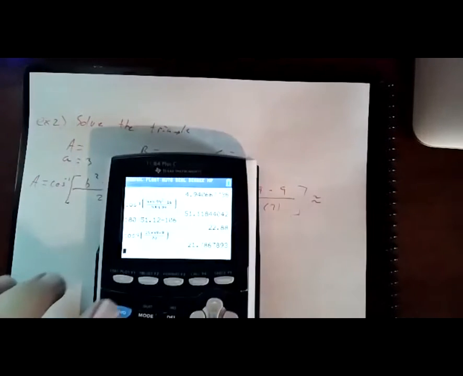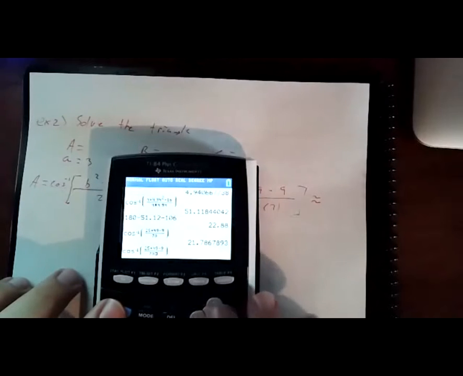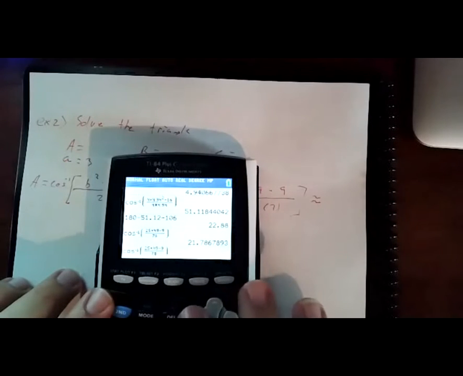Let's do it the other way. I couldn't figure out why I wasn't getting it.